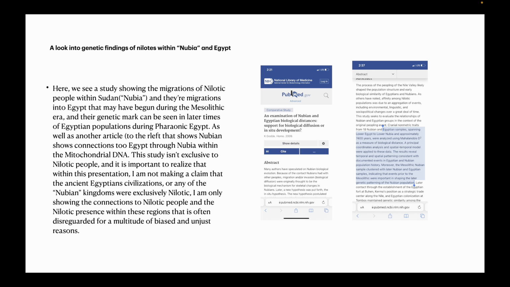So here we're going to take our first look into some DNA. On the right screenshot, we have an examination of Nubian Egyptian biological differences supporting biological diffusion or in situ development. We're not going to jump too much into that today. All I'm really going to say is that they studied the mtDNA and they found that there was a dispersal point, and this includes both Nubians and Egyptians. There was a dispersal point in the Nile Valley where people went and spread out in different directions.